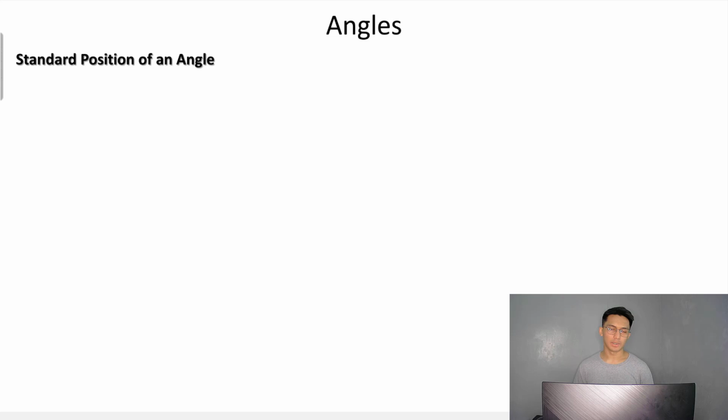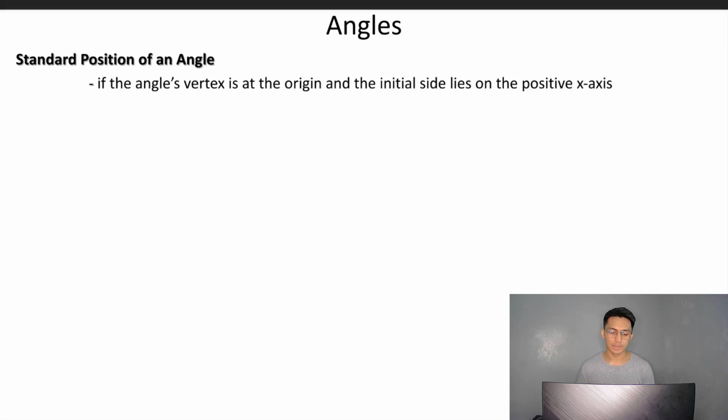In angles, meron tayong tinatawag na standard position. So, paano ba natin malalaman if the angle is in standard position? If the angle's vertex is at the origin and the initial side lies on the positive x-axis. Yung origin na yan dun sa ating coordinate system. And then, dapat yung kanyang initial side ay perfectly horizontal and naglalay dun sa positive x-axis.